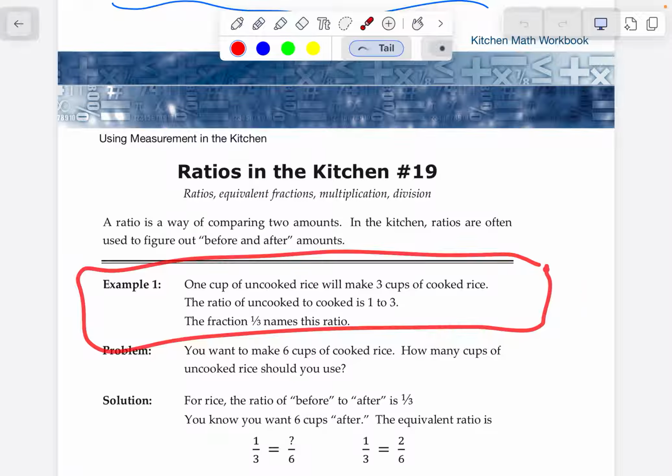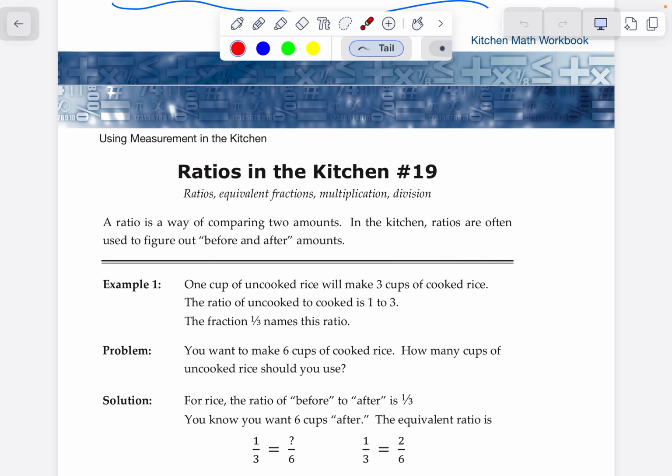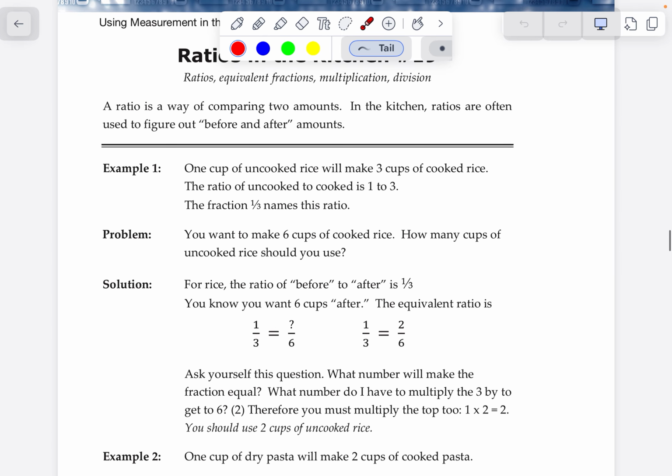It says 1 cup of uncooked rice will make 3 cups of cooked rice. The ratio for uncooked to cooked is 1 to 3. The fraction 1/3 names this ratio. So if you want to make 6 cups of rice, how many cups of uncooked rice would you want?